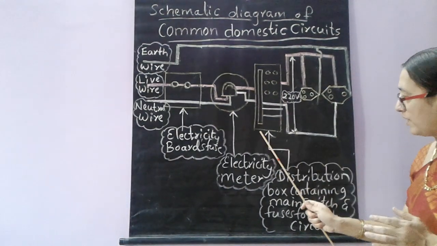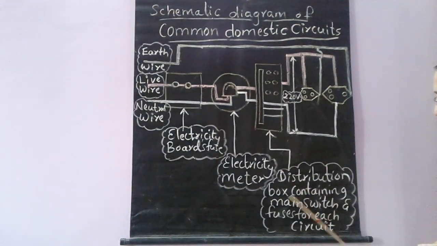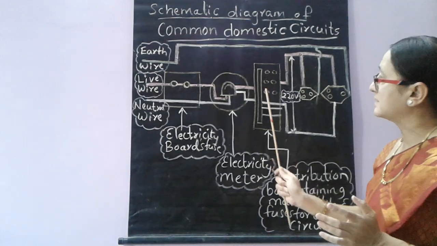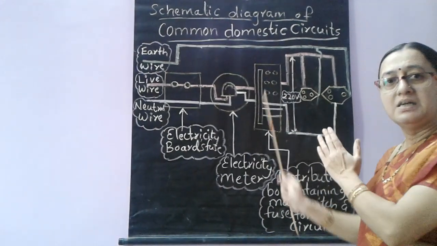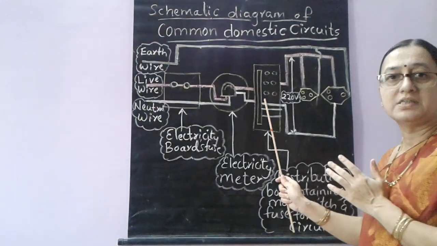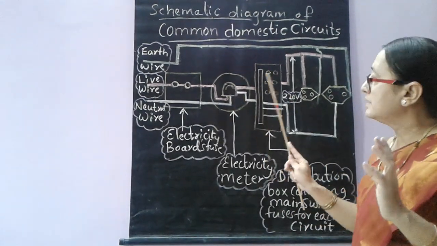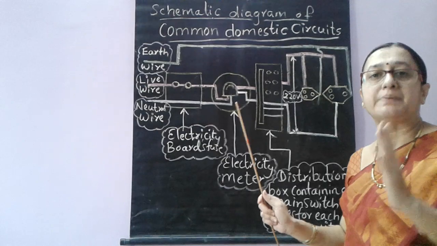Then there is one more box next to it, called the distribution box, containing the main switch and fuses for each circuit. So in your home, however many rooms there are, that many fuses will be placed in this distribution box. Each fuse is connected to one room in your home. This fuse is mainly for safety purposes.